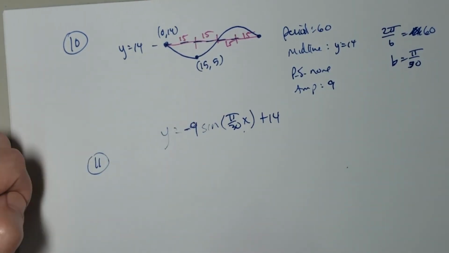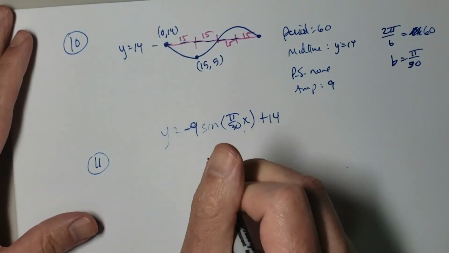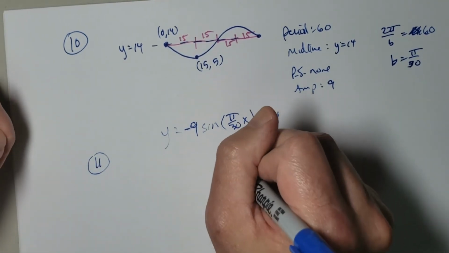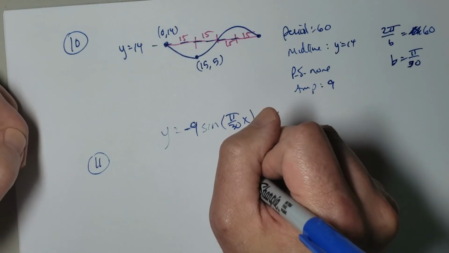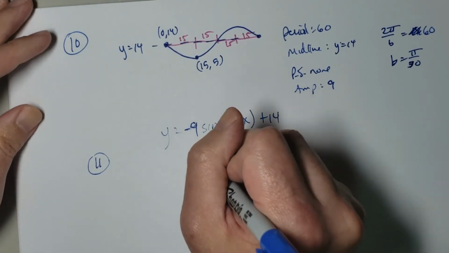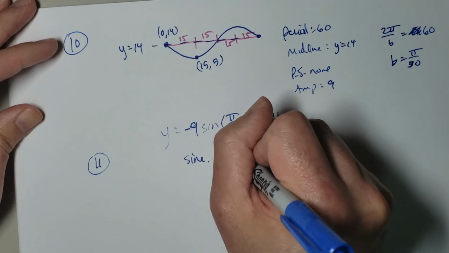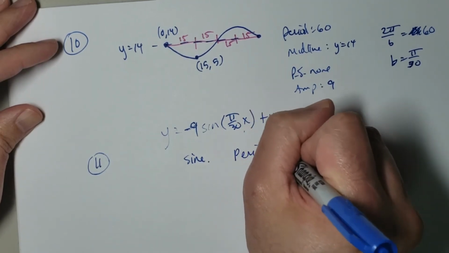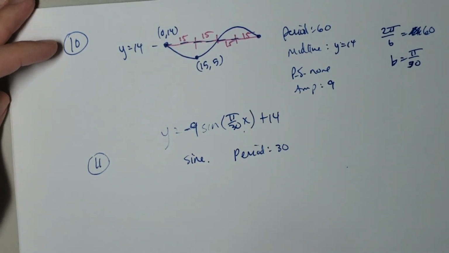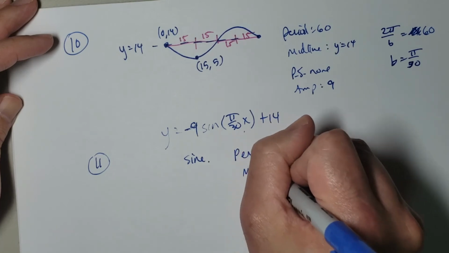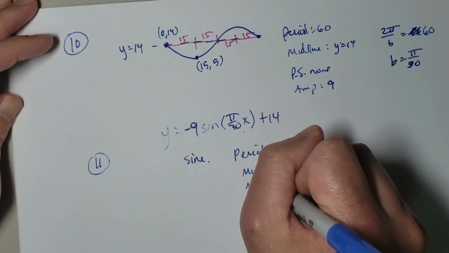11. The function starts at its midline at time 0. It takes 30 seconds to complete one cycle. So that right there tells you that the function is starting at its midline, which means it's a sine function, and that its period is 30 seconds. It goes back and forth between the maximum and minimum y coordinates of -4 and 6.